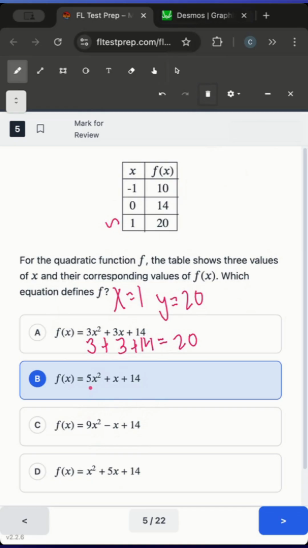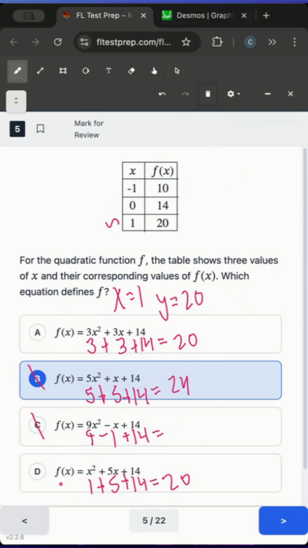A checks out. 5 plus 14, oh, well, that equals 24. B is not the correct answer. 9 minus 1 plus 14. Well, that doesn't equal 20, so C's out as well. And then we get D, where 1 plus 5 plus 14 equals 20. So the only ones left are A and D.